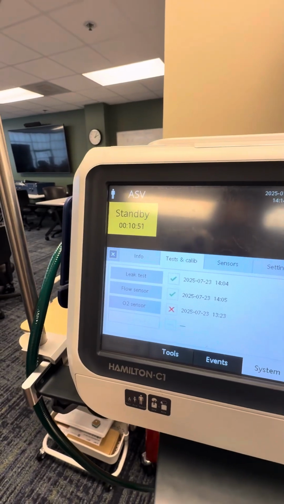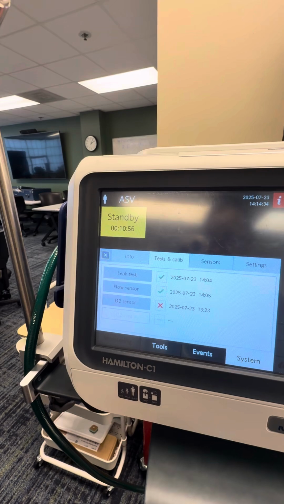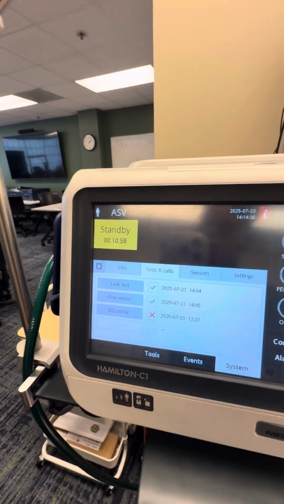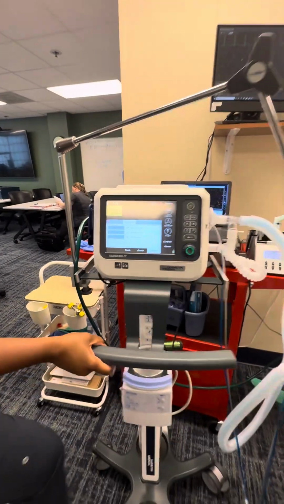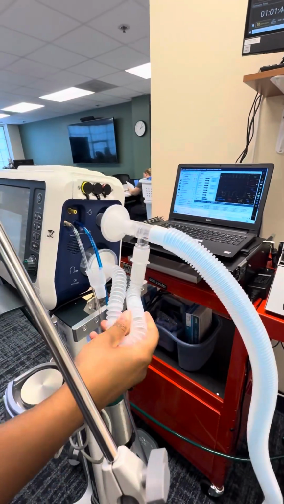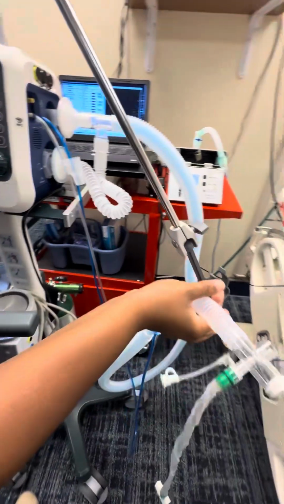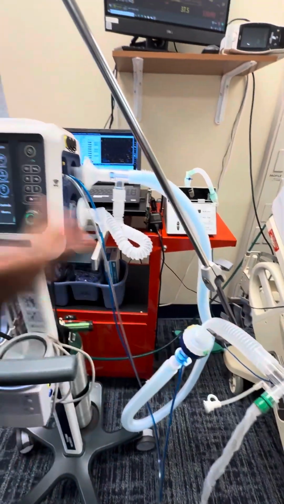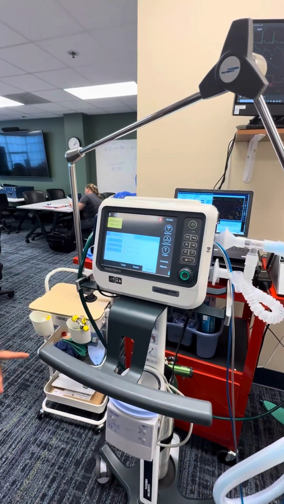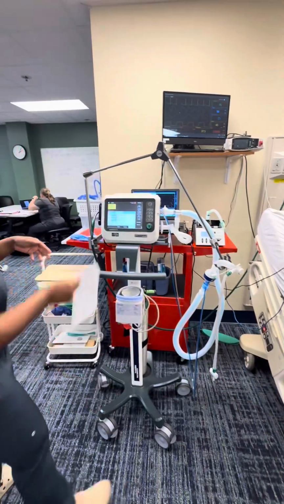Okay, so I performed my leak test, which I passed. And I also performed my flow sensor test and passed that. And I also connected my inspiratory side, expiratory, my flow sensor, my HME, and my Ballard. So now I'm going to check my patient's chart and check the physician's order.